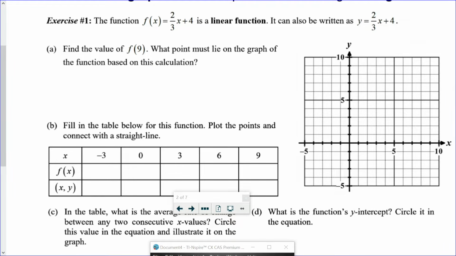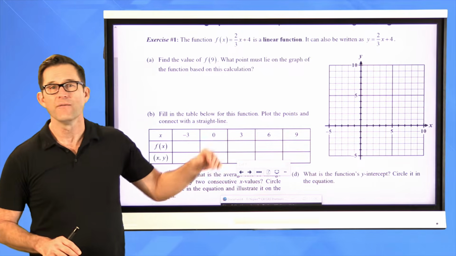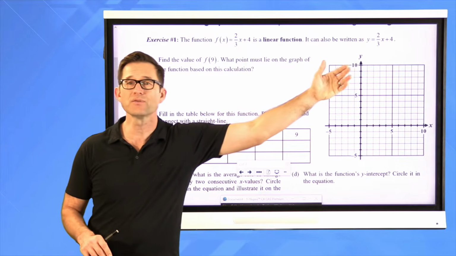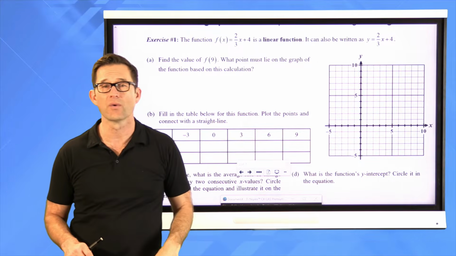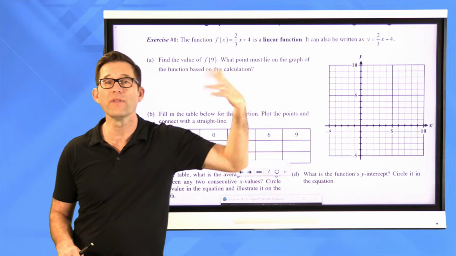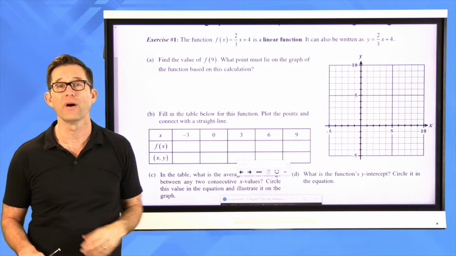All right, the function f of x equals 2/3 times x plus 4 is a linear function. It can also be written as y equals 2/3 x plus 4. So just for a moment, I just want to mention this. Functions are sometimes shown with function notation like this, and sometimes they're just shown as y equals. Either way, f of x and y are really the same thing. They are the output of the function.